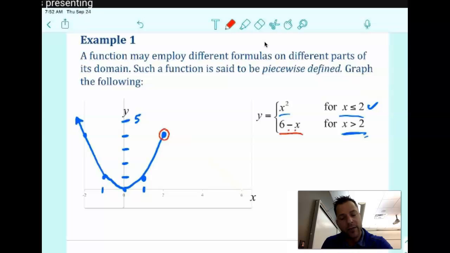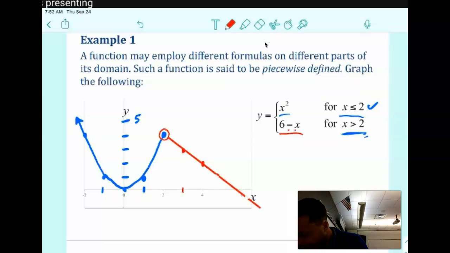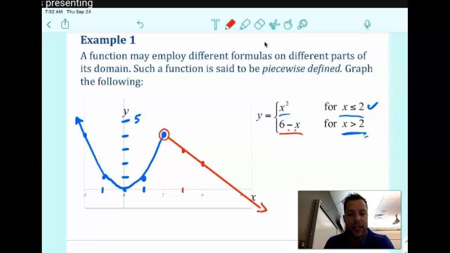And let's plug in another value that's greater than 2. Let's try 3. 6 minus 3 is 3. So we plug in 3, we get 3, which is right here. Let's plug in 4. 6 minus 4 is 2. And I've got enough points to graph this line. And that is our piecewise function.